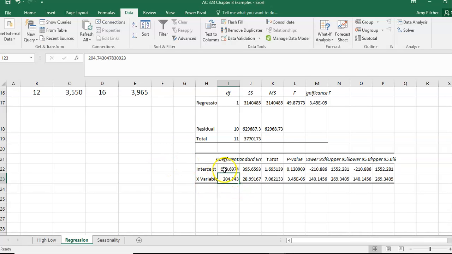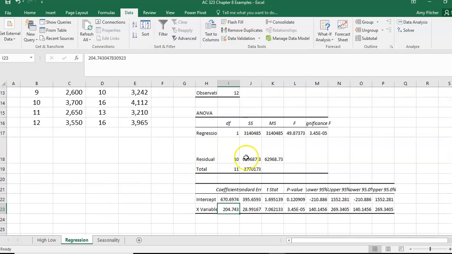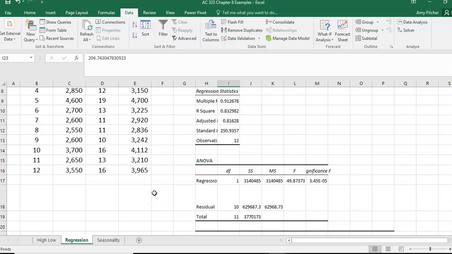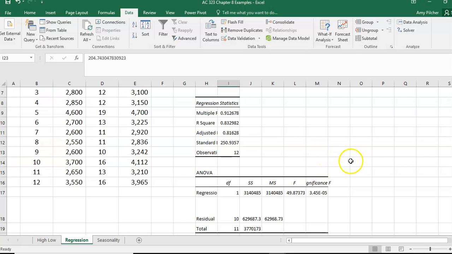So for openings, this gives us a cost equation of $204 times each opening plus total cost of $671 equals total costs. So we'll notice that that was slightly different than the high-low comparison. The regression is considered more accurate. Remember, we had those two outliers that could cause some issues with our calculations in the high-low.